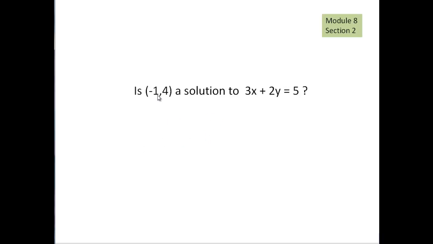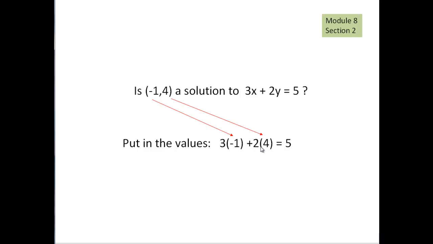Okay, is negative 1, 4 a solution to this set? Well, we take our x, negative 1, plug it in for x, and 4, put it in for y. So the negative 1 goes where x is, the 4 goes where y is. This is negative 6 plus 8, which is equal to negative 3 plus 8, which is equal to 5, and that is true.